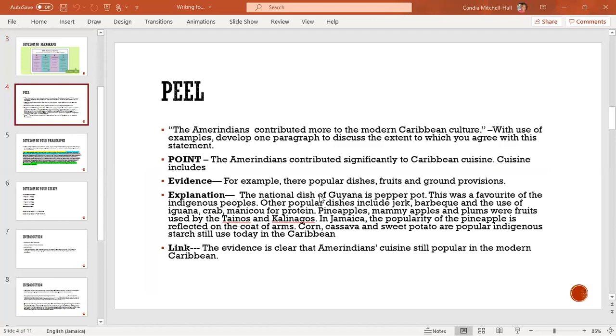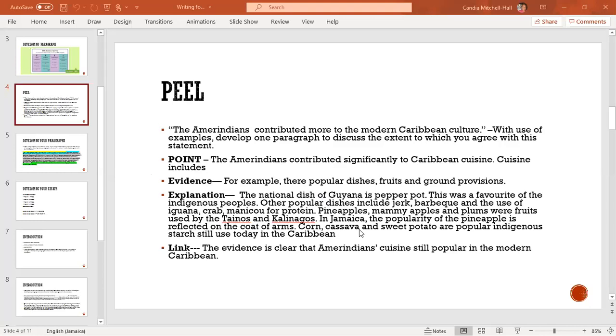So look at this now, point. My first point that I want to develop is the Amerindians contributed significantly to Caribbean cuisine. I can give a definition. You could say cuisine includes food, drink, different national dishes, all of that. So that is my point. Now, what are examples of the Caribbean cuisine that they would have contributed to, the evidence? For example, their popular dishes, fruits, and ground provisions.